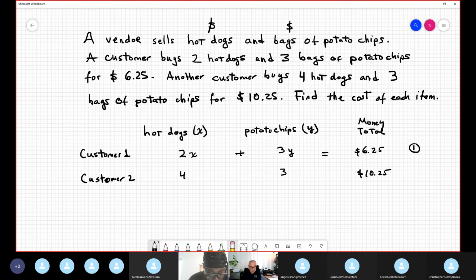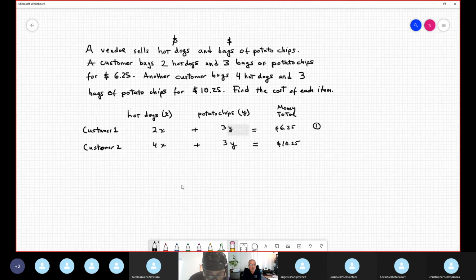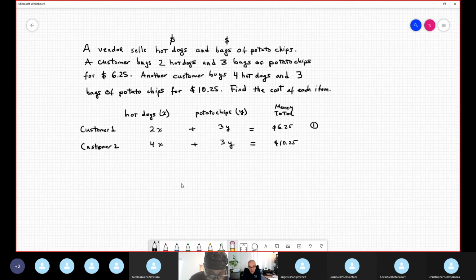Equation number one. Equation number two is exactly the same: multiplication by the unit price, addition, everything together equals the total. Now when you finish the setup, in my opinion this is the most complicated part. The rest is just algebra. And let's do it by elimination again. Why not?